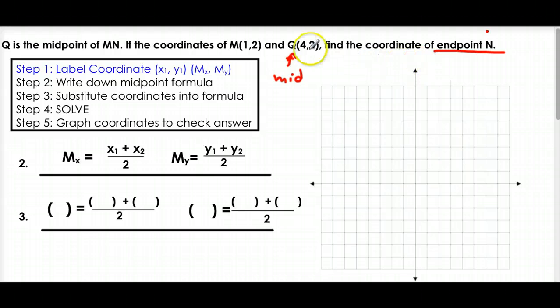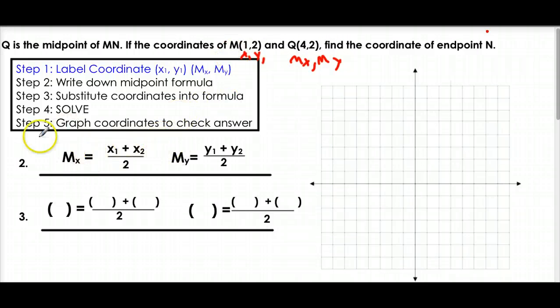So let me show you how this is done. The first thing to do is label everything. So this is x1, y1. That's your first endpoint. And here's our midpoint. Q is the midpoint. So this is mx and my. All right, that means the midpoint of x, midpoint of y.